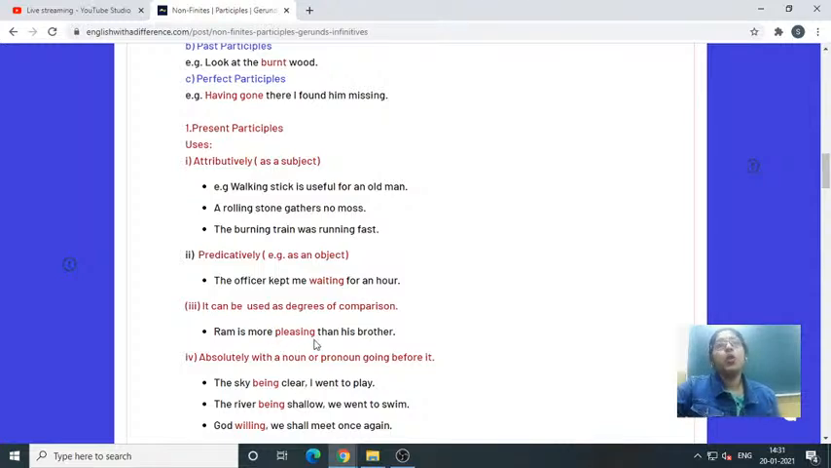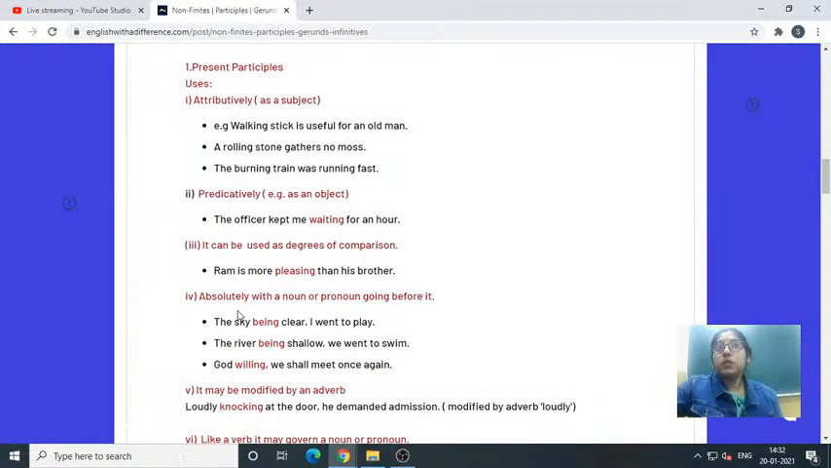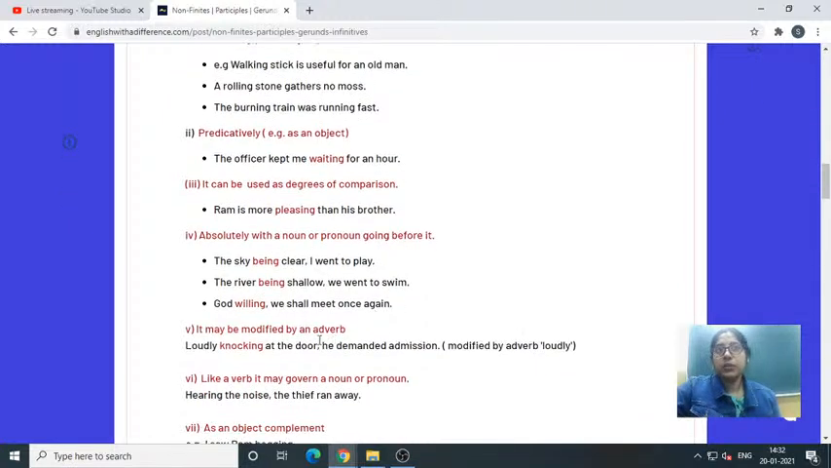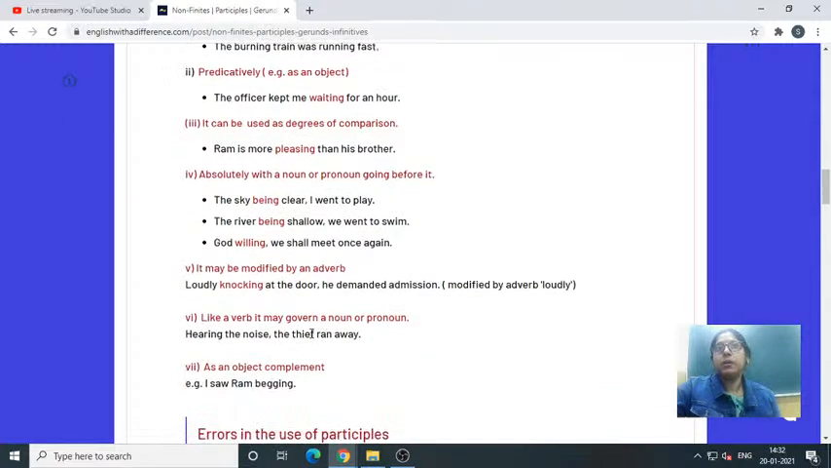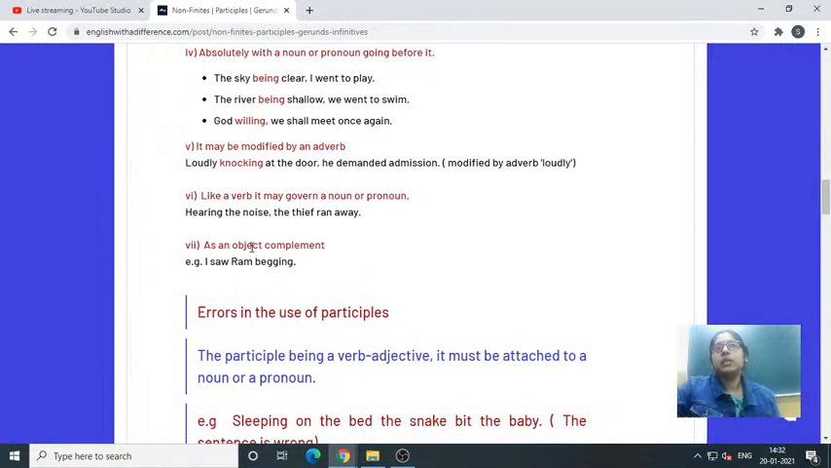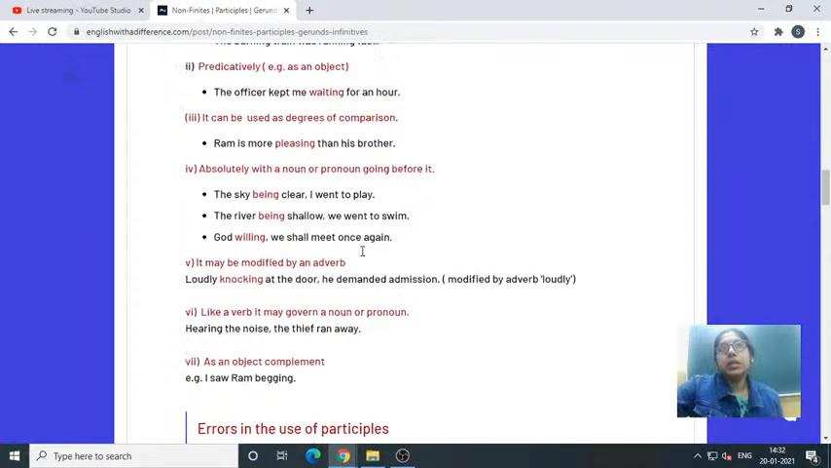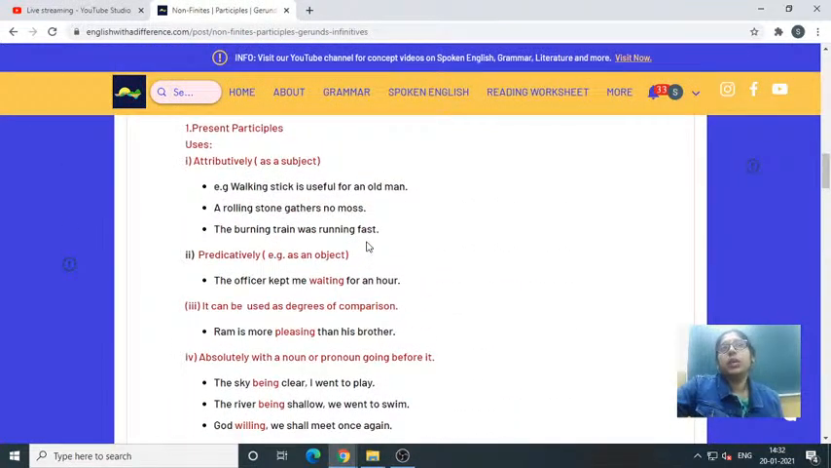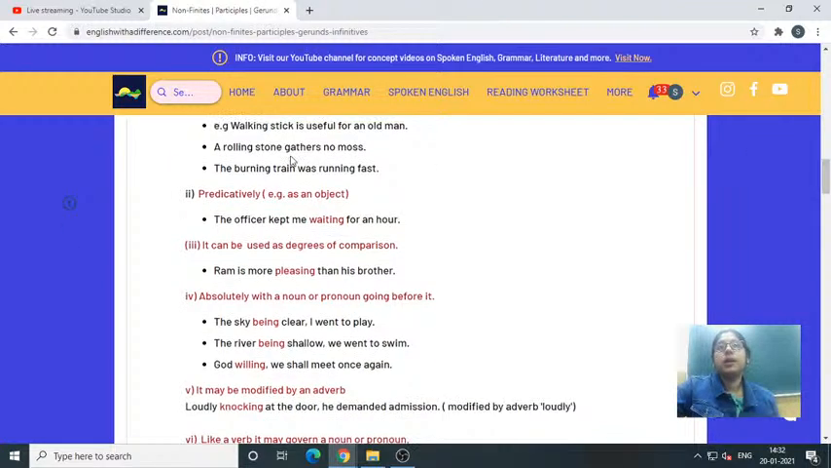This kind of words, more pleasing. And next one is absolutely with a noun or pronoun going before it. And next one, it may be modified by an adverb. After that, like a verb, it may govern a noun or pronoun. Next one is as an object complement. So these are the uses we have for the present participle. So present participle कब कब यूज होता है? So these are the certain rules.